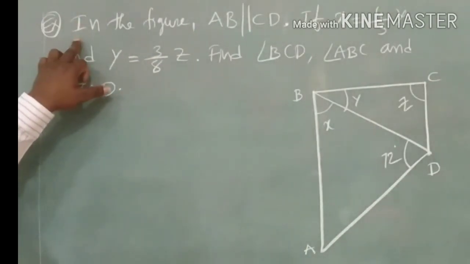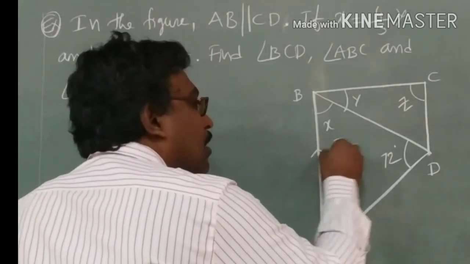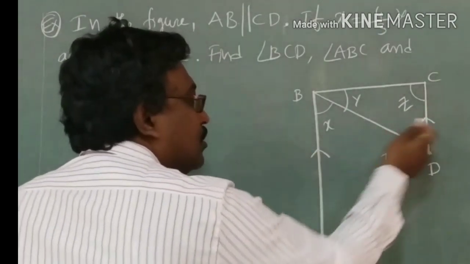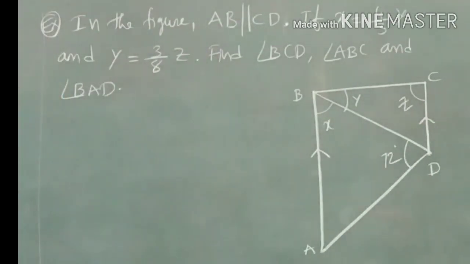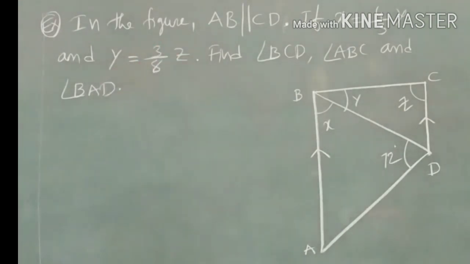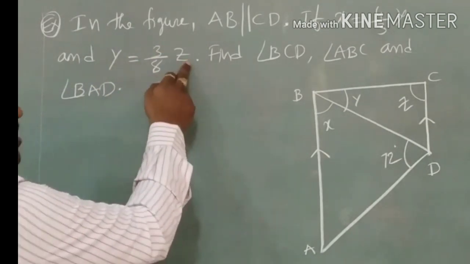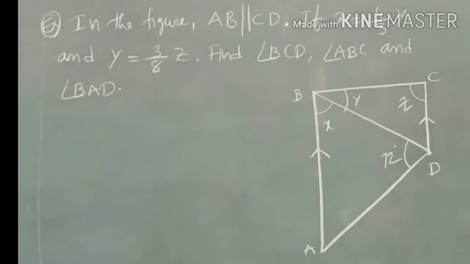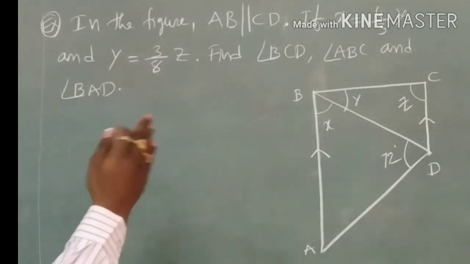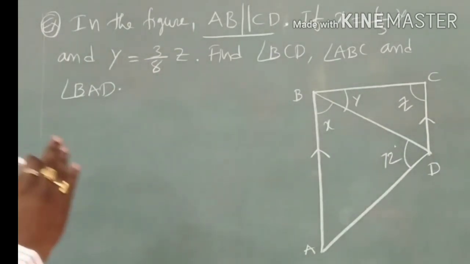In the figure, AB parallel to CD. These two lines are parallel. If x is equal to 4 by 3 times y is equal to 3 by 8 times z. Okay? Now, actually what is given in the question, if first only one part is clear to us. What is that? AB parallel to CD.